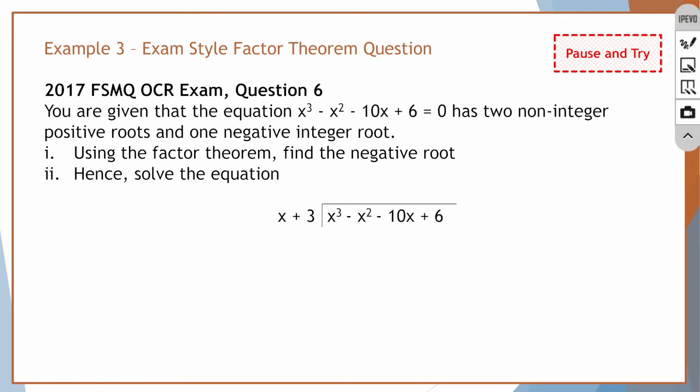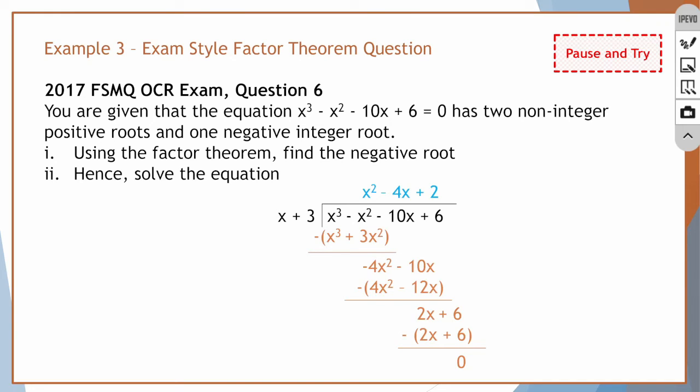So this is the question set for polynomial division. I won't be going through the full method here, but I do have a video on the channel going through this method in detail, so check that out if you're not too sure. So after we do the polynomial division, we end up with x squared minus 4x plus 2.